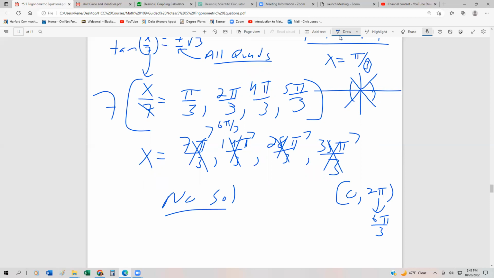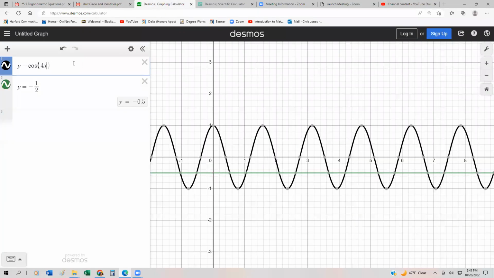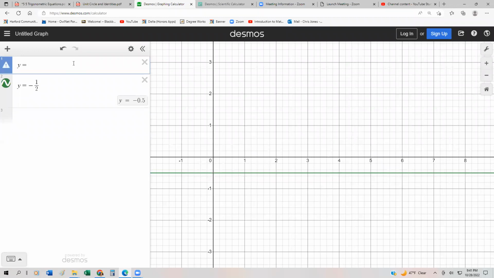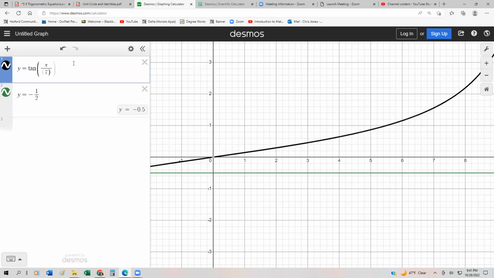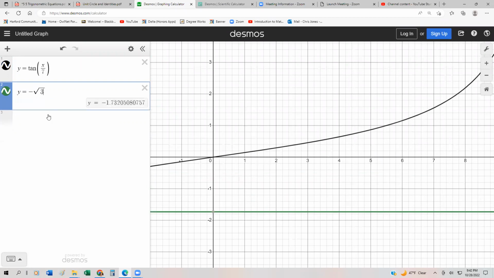All right, and how can we check that? Well, what we can do is graph tangent of x over 7 and the square root of 3, or tangent squared of x over 7 and 3, and see whether or not that produces our solutions. So it's going to be our tan of x over 7, and we want to see where that equals either positive square root of 3 or negative square root of 3.